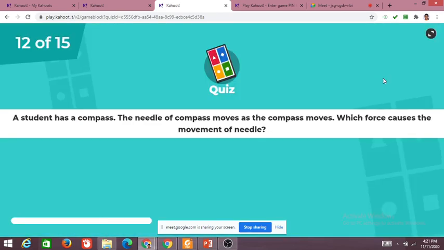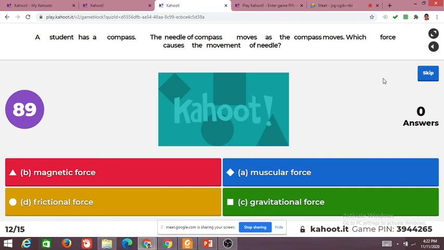A student has a compass. The needle of the compass moves as the compass moves. Which force causes the movement of the needle? First, magnetic force. Second, muscular force. Third, frictional force. And fourth, gravitational force.